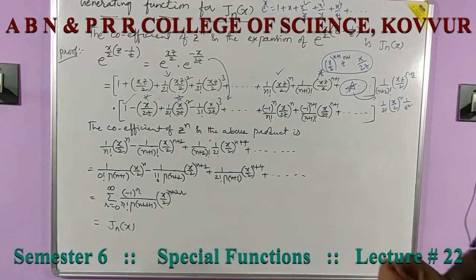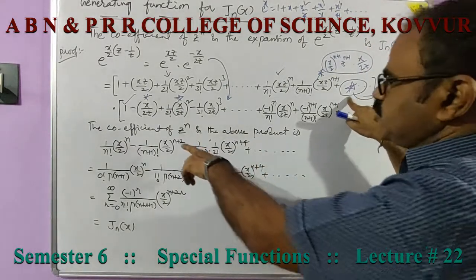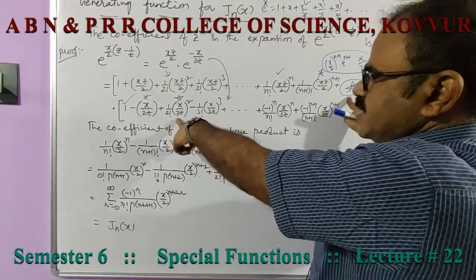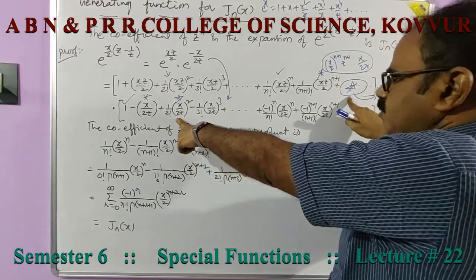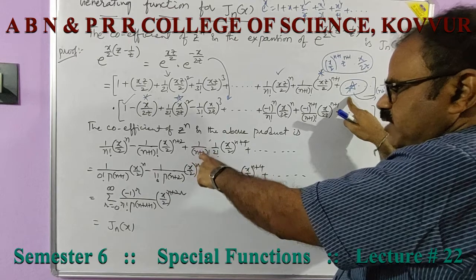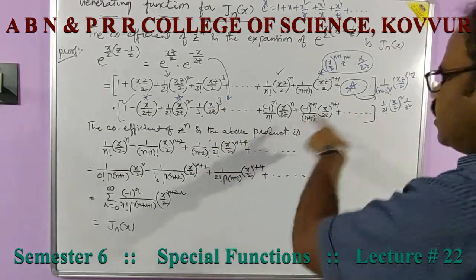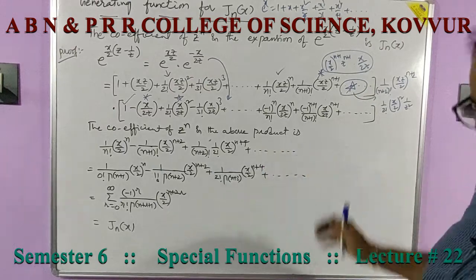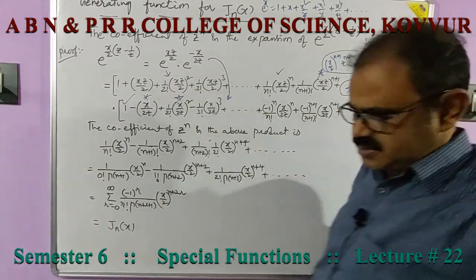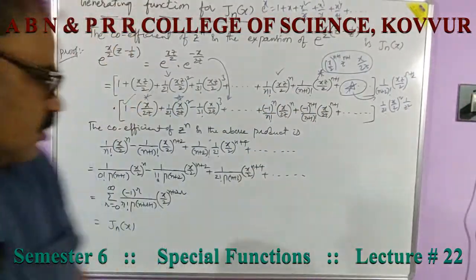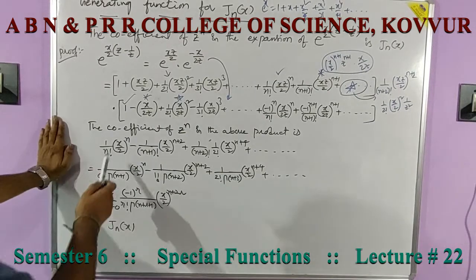Third term, multiplying the n plus 2th term into the third term in the second expansion. By multiplying these two, you get 1 by n plus 2 factorial, 1 by 2 factorial, x by 2 power n plus 4, going on. Let us simplify this. Let us put this in some order.